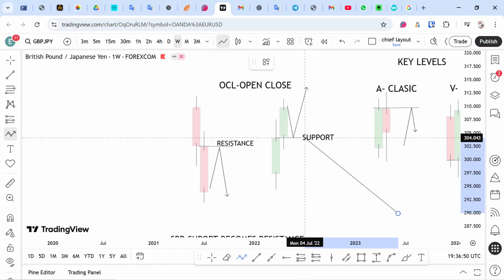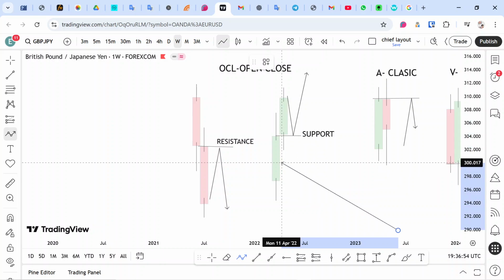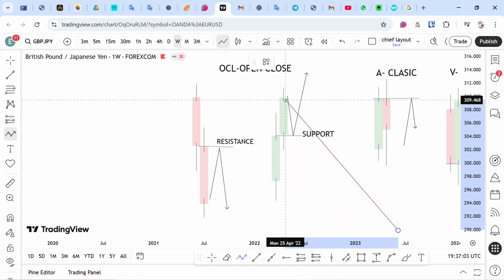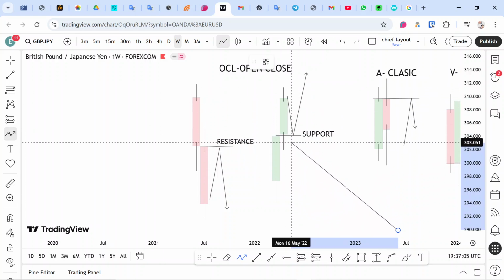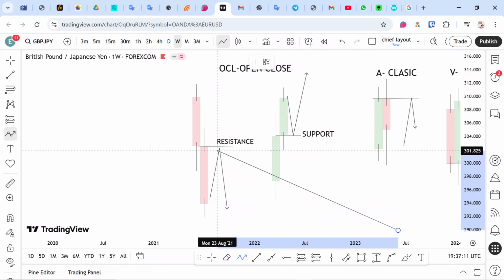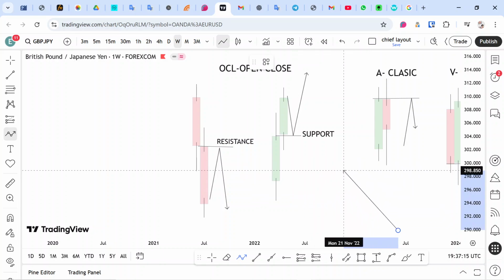This level here is called the open and close level. When you see two of the same candle printing side by side, the middle of those candles is called the open and close level, and this level can be used as a support or resistance, depending on the direction of the market. We can use this open and close level for entry. That's why I target key levels.